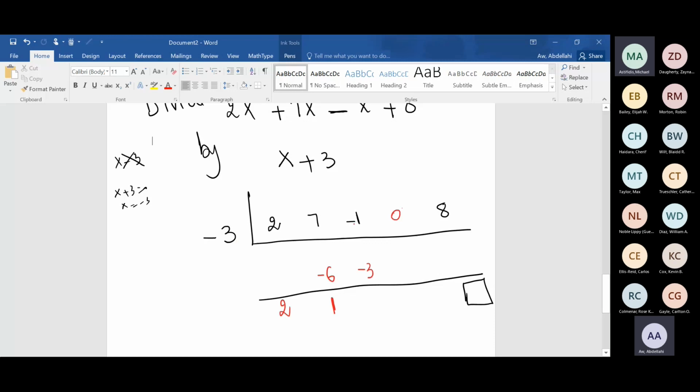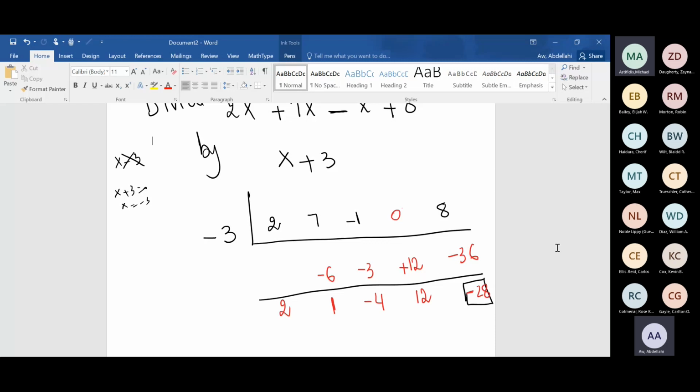Negative 1 plus negative 3 is negative 4. Okay? Negative 4 times negative 3 is positive 12, I'm sorry. Negative 4 times negative is positive 12. 0 plus 12 is 12. Okay? And 12 times negative 3 is negative 36. And negative 36 plus 8 is negative 28. Everybody see that? So my remainder is negative 28.